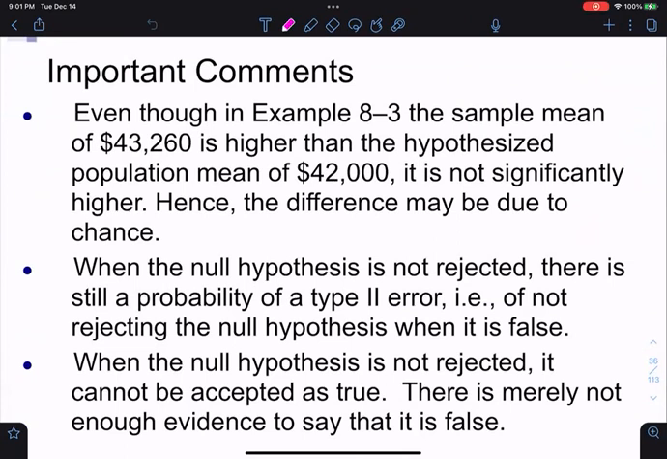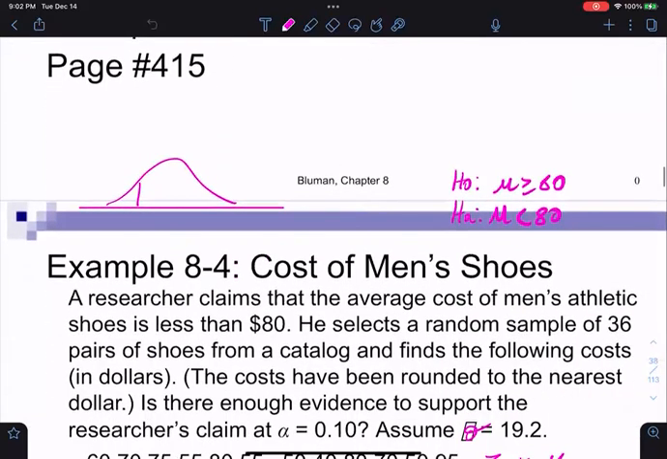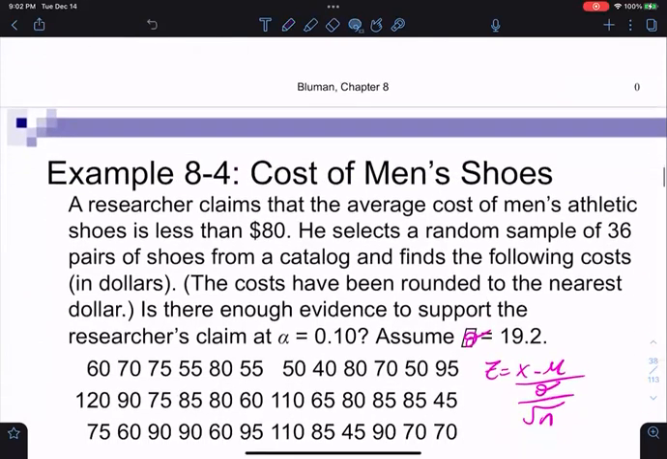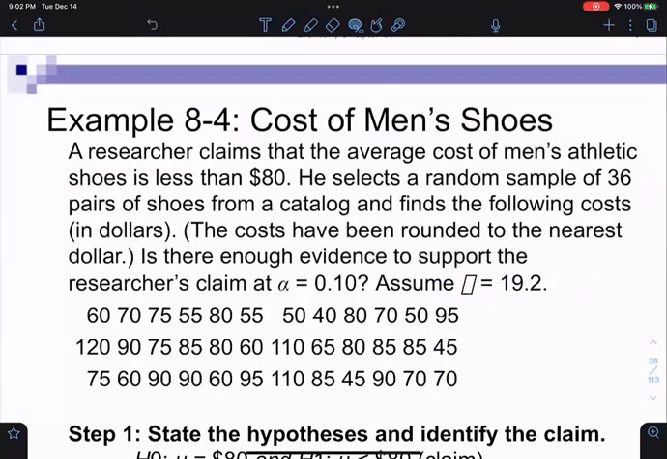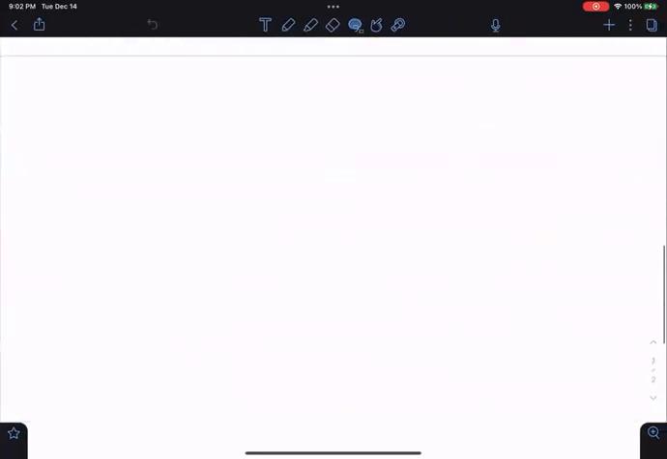So that means that the difference might be due to chance; maybe if we choose other people, the result will be different, right? When the null hypothesis is not rejected, there is still a probability of type 2 error, failing to reject when it's false. And when the null hypothesis is not rejected, it cannot be accepted as true, because we don't know. You have to be careful with that when you're making your comments or summaries at the end, once you finish the problems. Okay, so let's continue. Here they give you values; I'm gonna copy these values and take them to the other sheet so we can do it from scratch basically. So let's do this here.